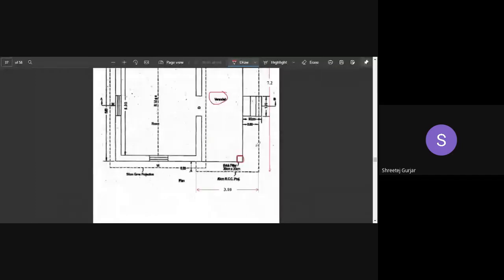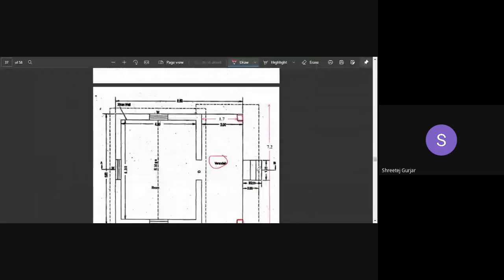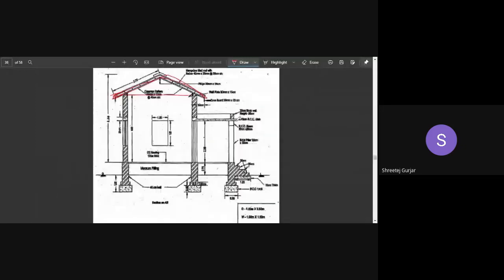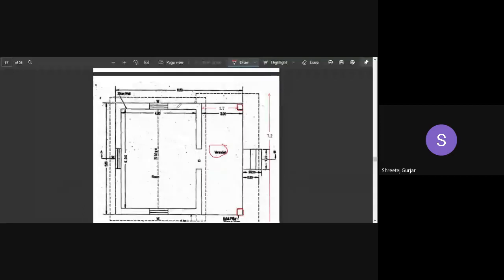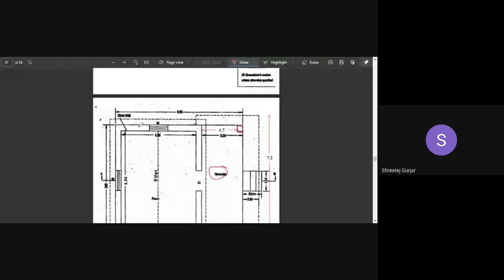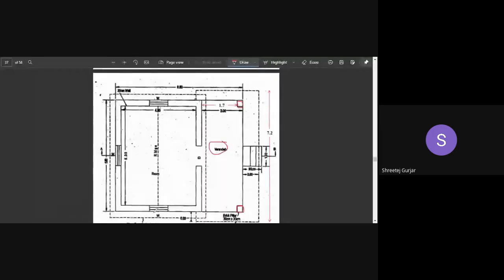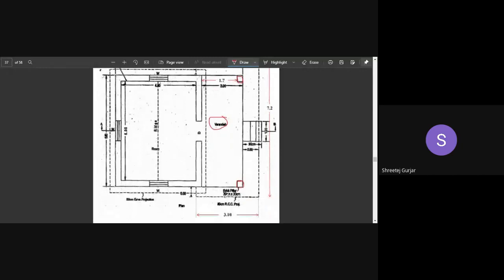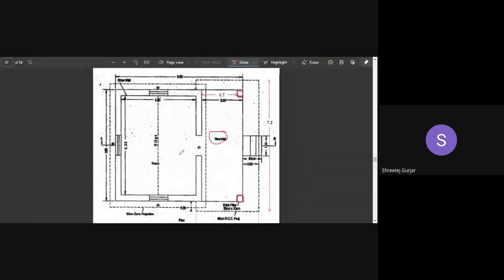This is the projection of your RCC slab, which you can see is here. It is projecting outside, so that is shown there. Now this is your plan. All these walls are 30 centimeter in thickness, and these columns or brick pillars are 30 centimeter by 30 centimeter. I hope your plan is clear. Now moving on to the section.